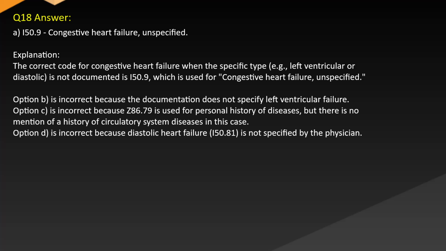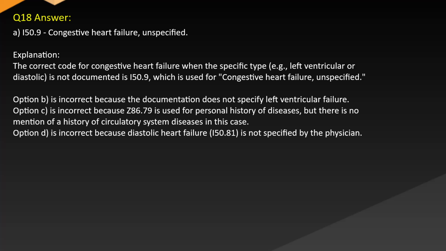Answer A. I50.9, congestive heart failure unspecified. Explanation: the correct code for congestive heart failure when the specific type, such as left ventricular or diastolic, is not documented is I50.9, which is used for congestive heart failure unspecified. Option B is incorrect because the documentation does not specify left ventricular failure.